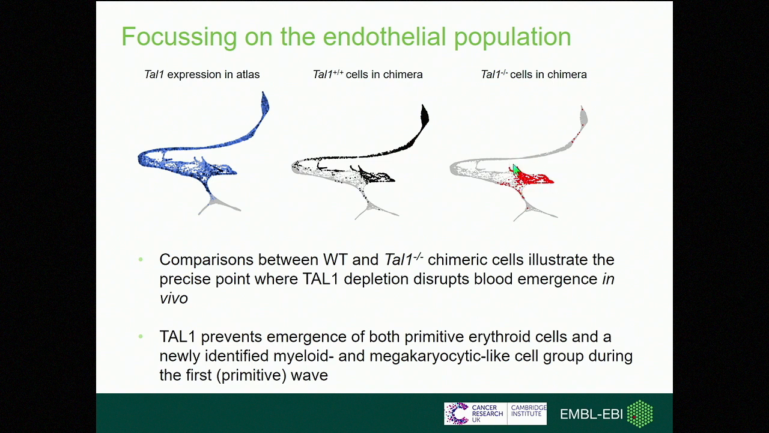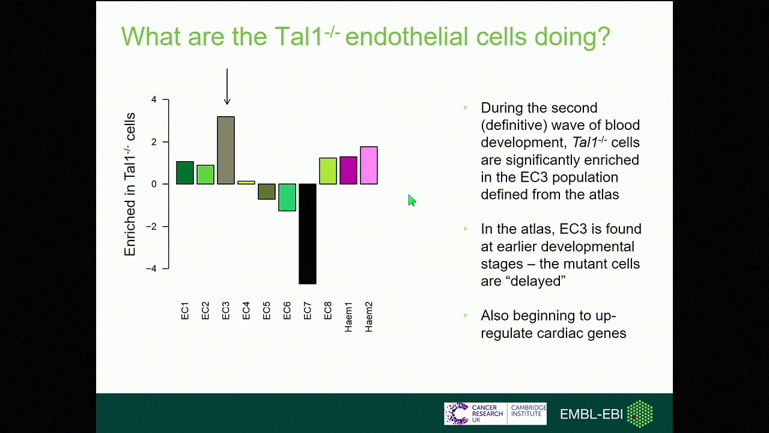So you could then take these cells here and ask, what are they actually doing? What's characterizing this TAL1 mutant population that's showing markers of a progenitor population, but not actually progressing towards blood more maturely? Well, we can ask whether this mutant population is enriched for a particular cell type relative to the reference cells. And what we actually observed was that this is indeed the case.